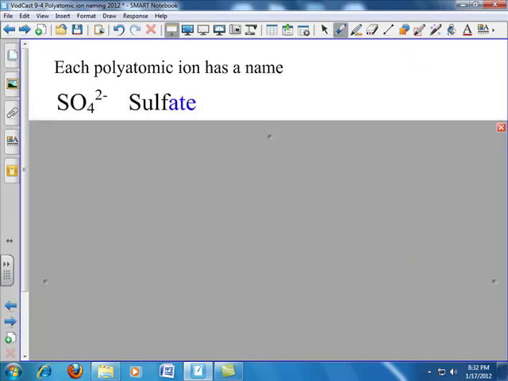So we're going to deal with this. Each polyatomic ion has a certain name. The SO4 that we were dealing with, this collective group of atoms with the 2- charge, is called sulfate. Now, how am I going to know what all these names are?